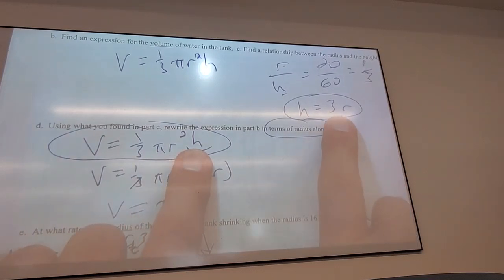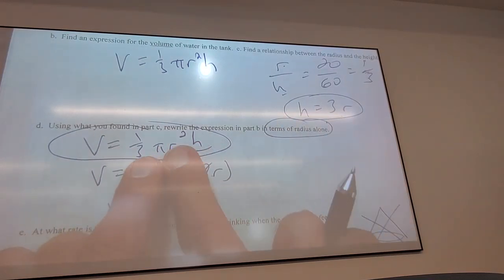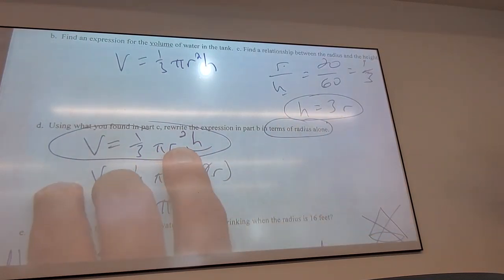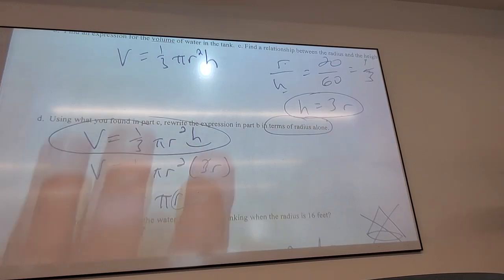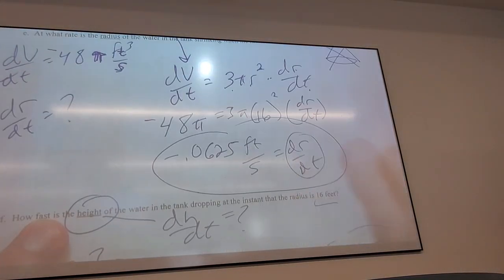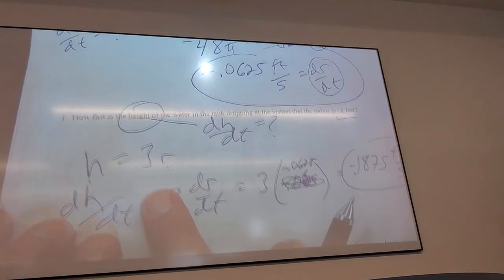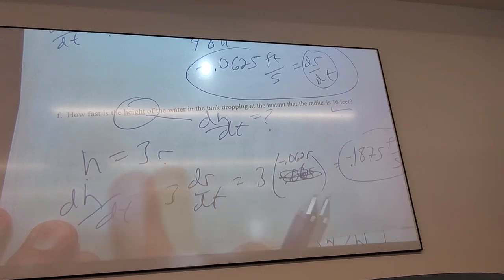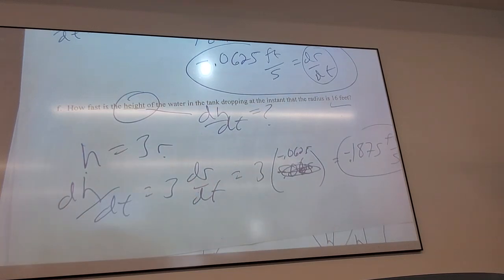I could have solved this for R and put that in here and gotten a volume function as a function of H, and I could have done all the same work and gotten dH/dt the same way we got dr/dt. But this is just a shortcut. I know the relationship directly between H and R. So whatever the change of R is, the height has got to be 3 times that, because the height's always 3 times the radius.